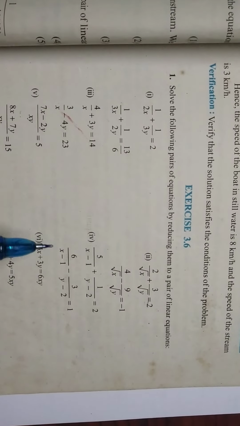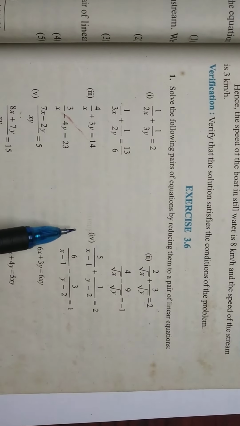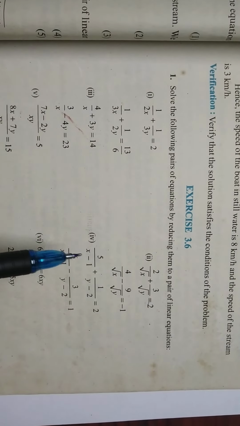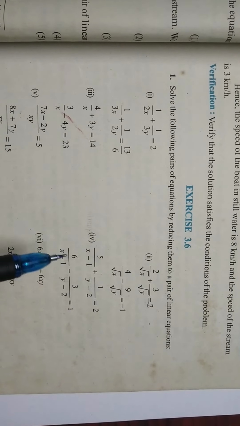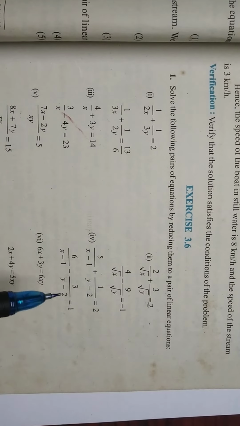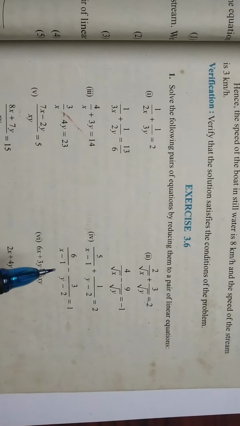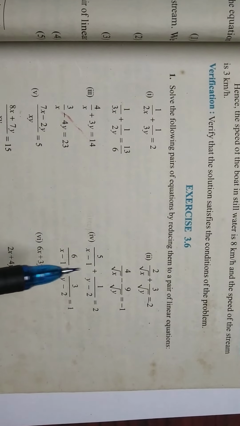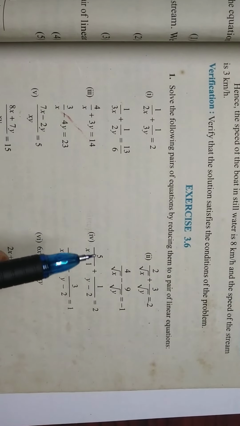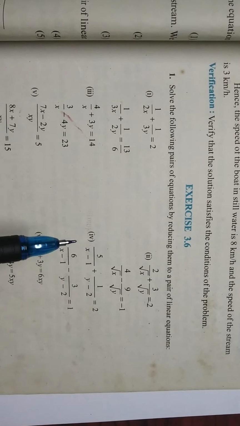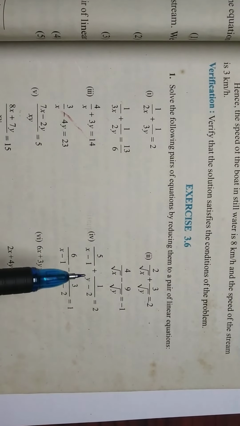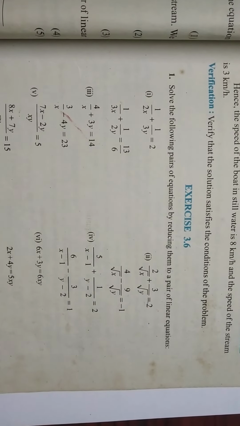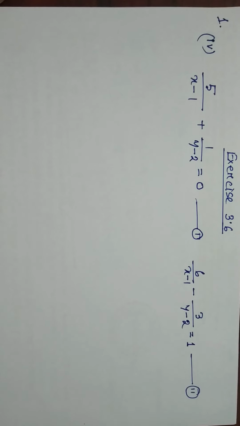Next, question number 1-4. In 1-4, the equations given are 5 by x minus 1 plus 1 by y minus 2 equal to 2, and another equation 6 by x minus 1 minus 3 by y minus 2 equal to 1. These two equations first we have to convert to linear equations by substituting 1 by x minus 1 equal to u, 1 by y minus 2 equal to v, this way. Now we solve this sum like this.